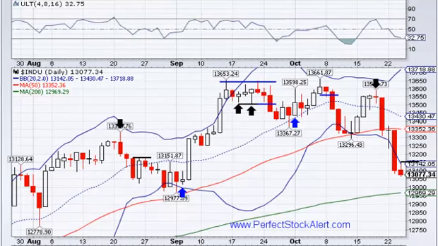Today is Wednesday. It's October the 24th, 2012. We're looking at some of our open positions. We're looking at the major markets, starting off with the Dow Jones Industrial Average. You can see that I've advanced the stops in just about everything. Not everything, but almost everything.